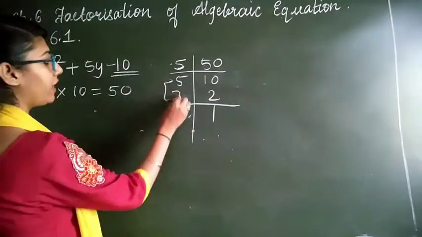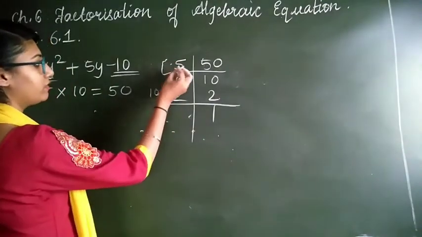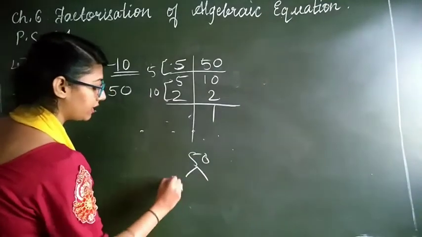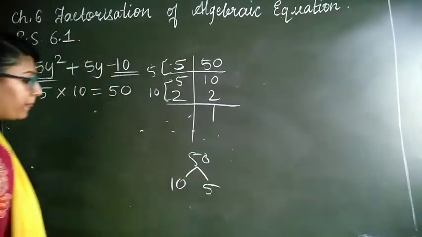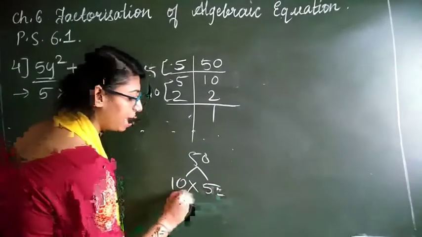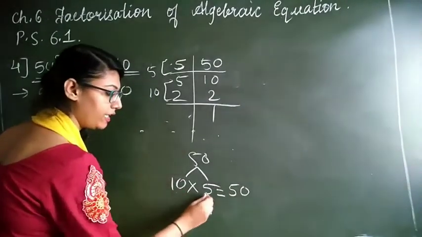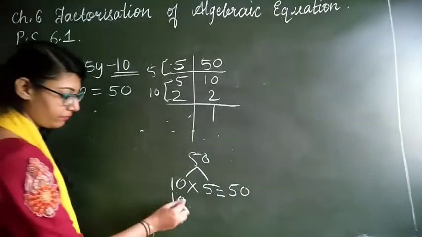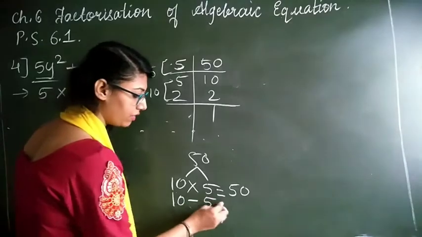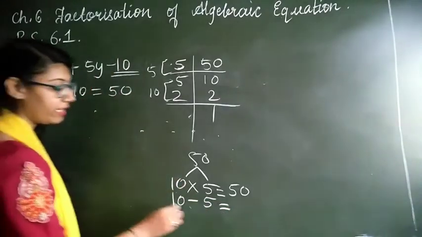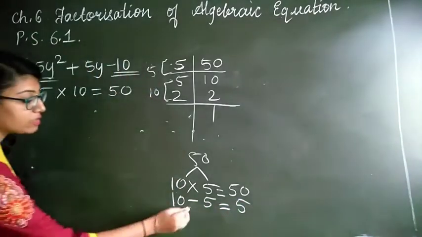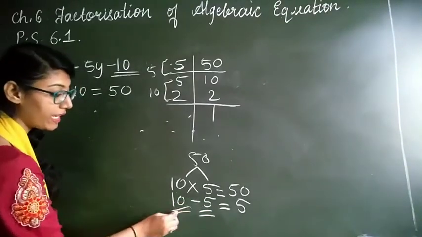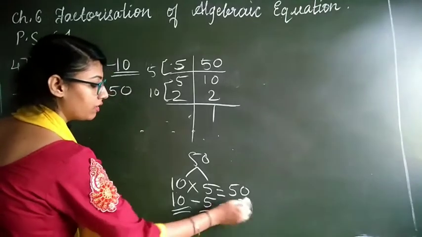5 twos are 10 and 5. So we got the factors 10 and 5. 10 into 5 will be 50. If we subtract 10 minus 5, we will get 5. So we will substitute 10 and 5 in the place of 5.